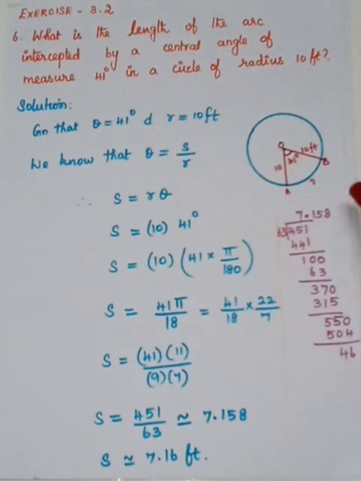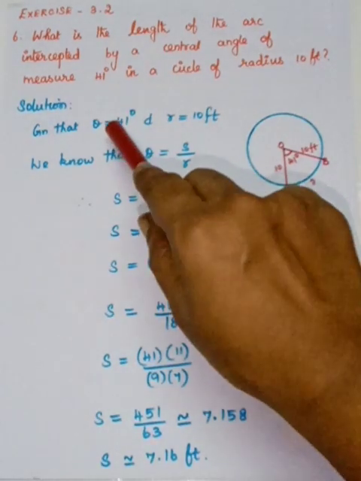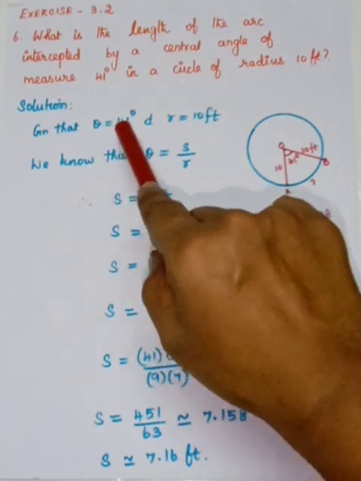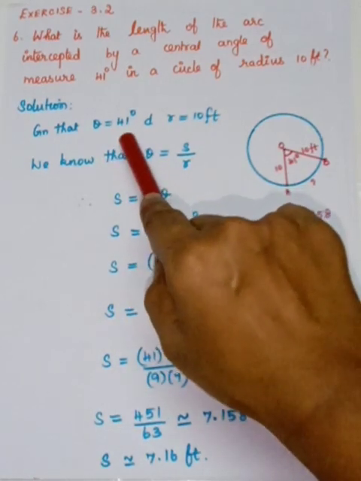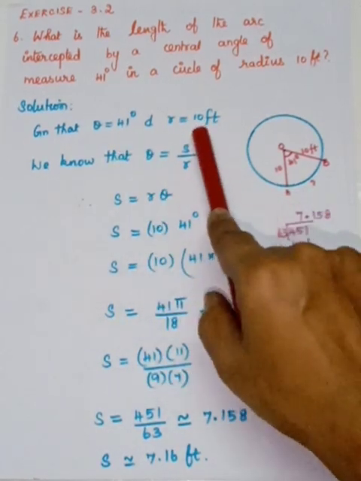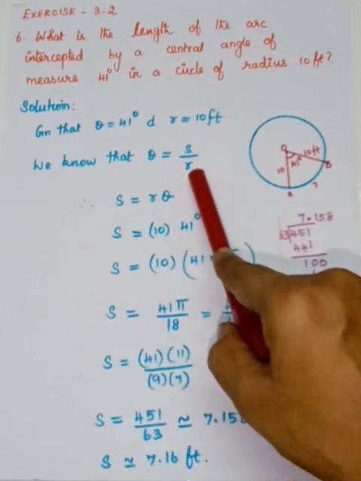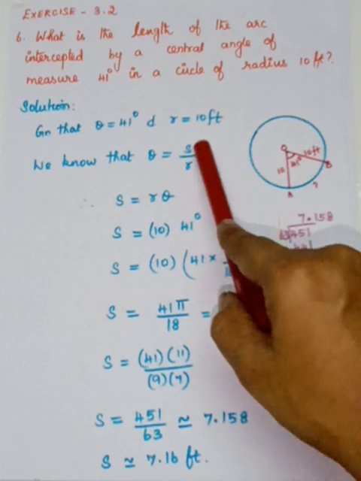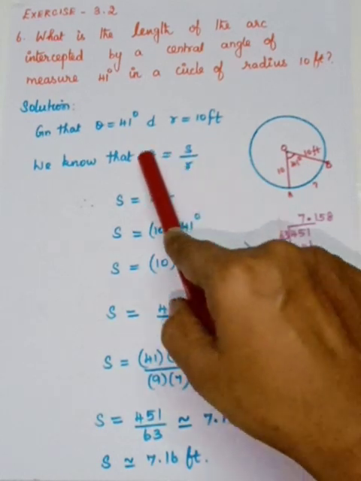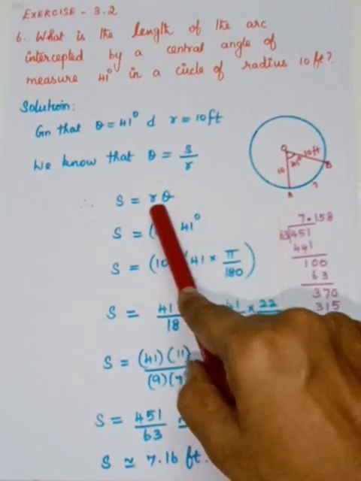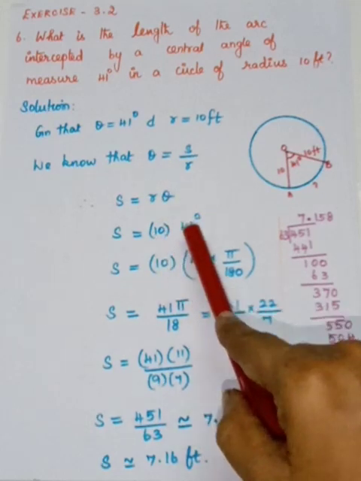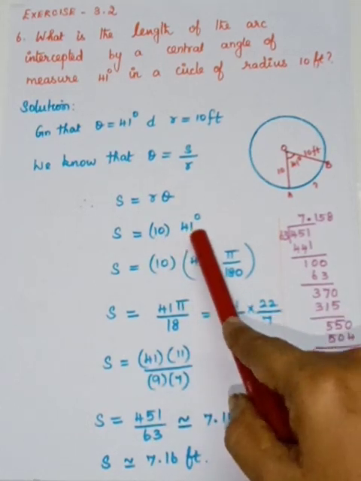So you know the relation between arc length, the center angle, and the radius. The angle is denoted as theta. Theta is equal to 41 degree, in the degree measure, and the radius is equal to 10 feet. So we know that theta is equal to S by R. Here S has to be found, so S is equal to R into theta. R is 10 feet and theta is 41 degree, which is in the degree measure.